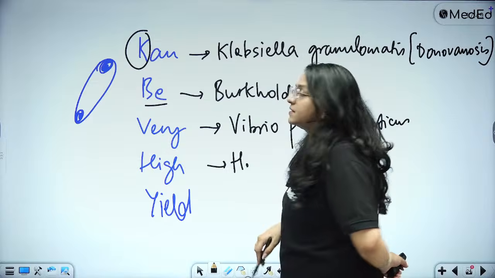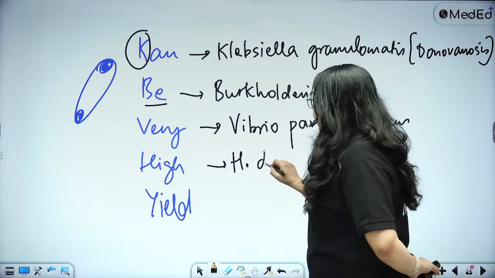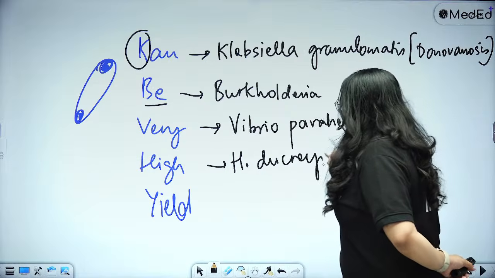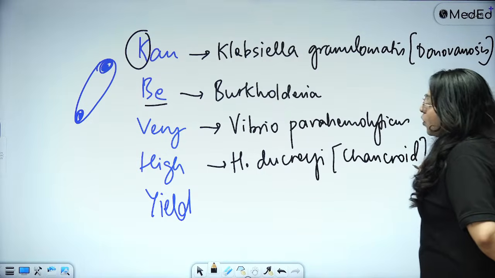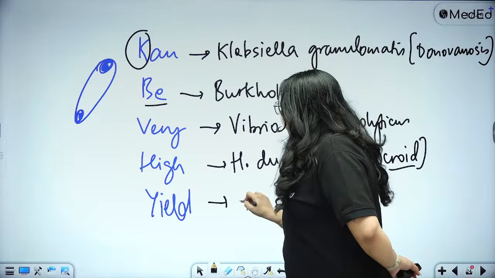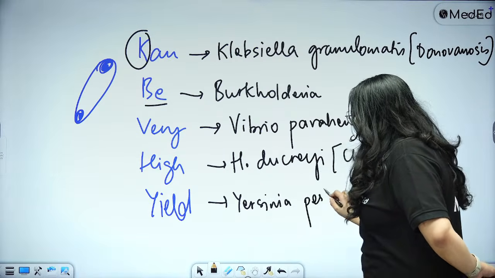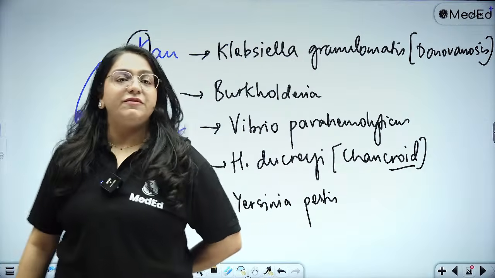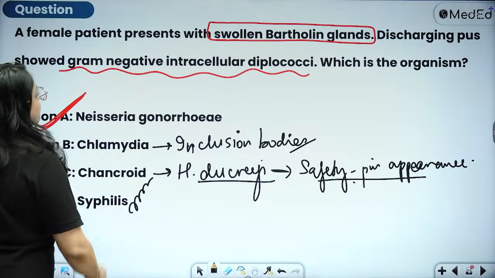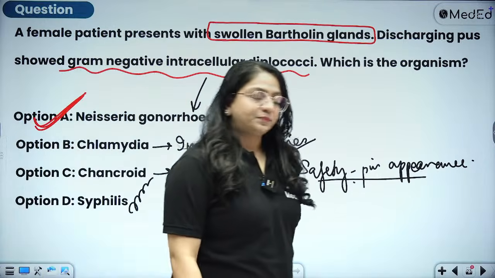H, Hemophilus, of course. But life is not so simple. So why influenzae? No, not influenzae. H. ducrei causes what? We have just seen, it causes chancroid. Chancroid, oid. We will just see what is oid. And Y, which Yersinia? Yersinia pestis, which causes plague. These are all the agents which show bipolar staining or safety pin appearance. Right? So of course, gram negative intracellular diplococci, Neisseria gonorrhoeae.